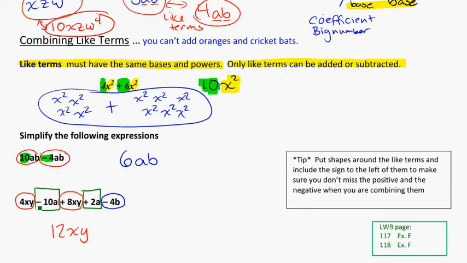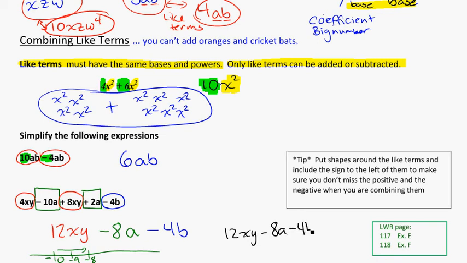Looking at the next ones, I've got negative 10a's, and I need to add 2 a's to that. So think about it. Negative 10 plus 2 gets you negative 8. If you need to draw yourself out a number line, you can. You're at negative 10, and you need to go plus 2 up to negative 8. So negative 8a. And that 4b, well, it doesn't have any other like terms, so we just leave it exactly as it is. And that becomes our final answer. So the final answer here is 12xy minus 8a minus 4b.